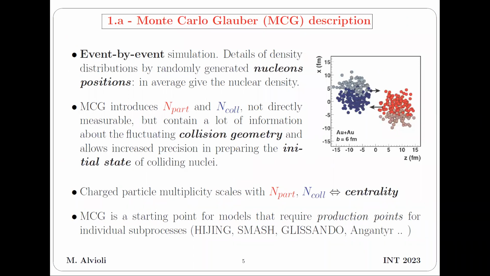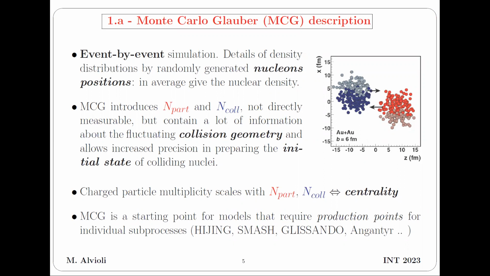As we all know, the implementation of the Glauber description with fluctuations is Monte Carlo Glauber, which is an event-by-event simulation. In this case, the details of the density distributions of the participating nuclei are nucleon configurations. Nucleon positions in each configuration are generated at random, and on average, the collection of these nucleus configurations gives the desired nuclear density.